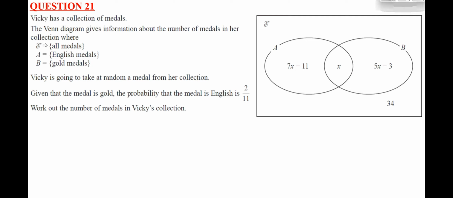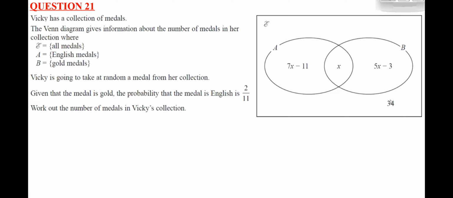The curly E, as ever, represents everything, in this case, all the medals. So everything in the rectangle represents every single medal in her collection. The capital A, whatever's in this circle here with the A on it, represents all of the English medals. Everything in this, not really a circle, I should say ellipse, which is the fancy name for a flattened circle. Everything in this region B is all of the gold medals, and on the outside is a medal, but those which are neither gold or English ones.